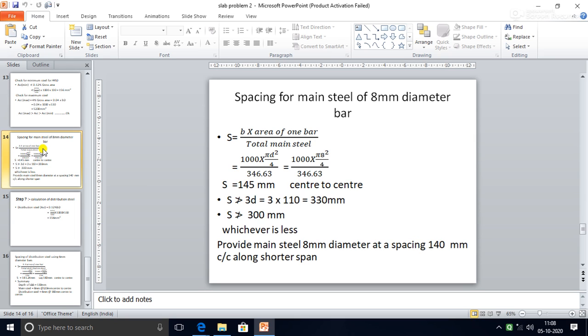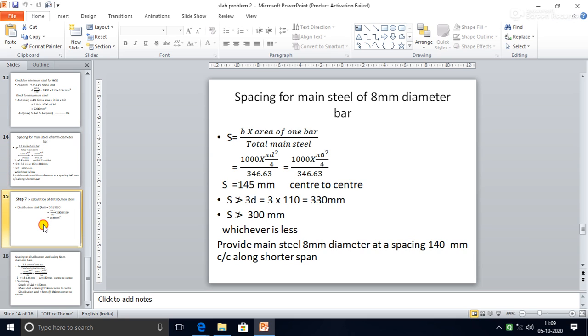Then spacing for main steel of 8 mm diameter bars, again using the formula width into area of one bar divided by total main Ast, that is width 1000, pi by 4 into d square is the area of one steel bar, d diameter of bar is 8, so the spacing required is 145 mm center to center. This spacing should not be greater than 3d, that is 3 into 110, that is 330 mm, and it should not be greater than 300 mm. We have provided 145, it's okay, it is less than 300 or 330 mm. So provide main steel 8 mm diameter at a spacing of 140 mm center to center along the shorter span.